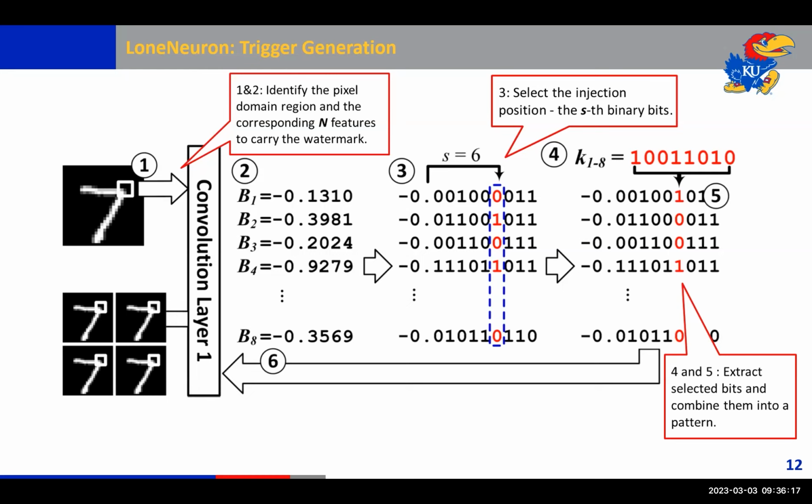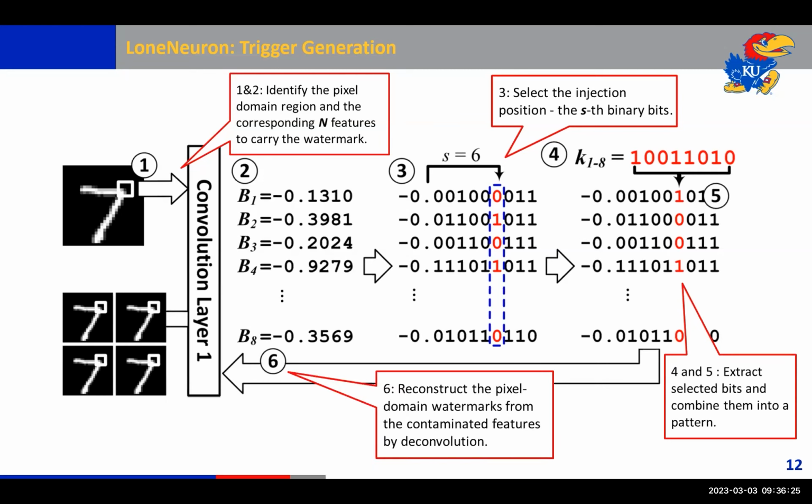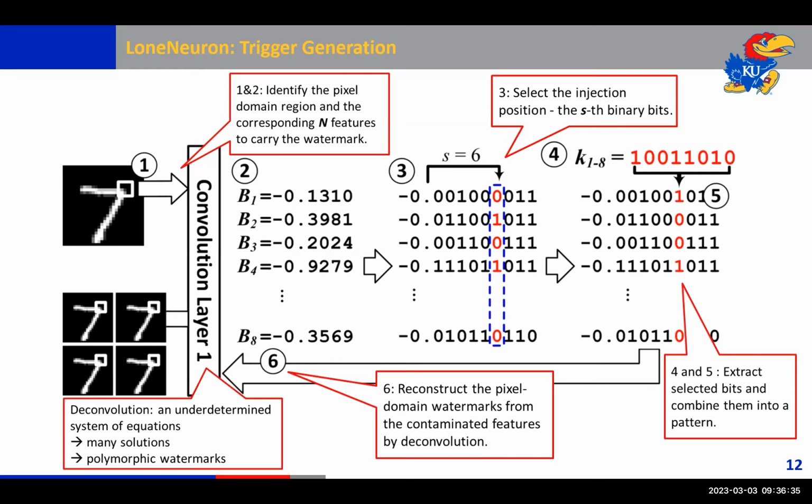So how should we know what the watermarks in the pixel domain look like? We do this by construction from the visual domain back to the pixel domain through a process called convolution, which is basically an undetermined system of equations, and which in almost all cases will have many solutions, which correspond to our polymorphic watermarks.